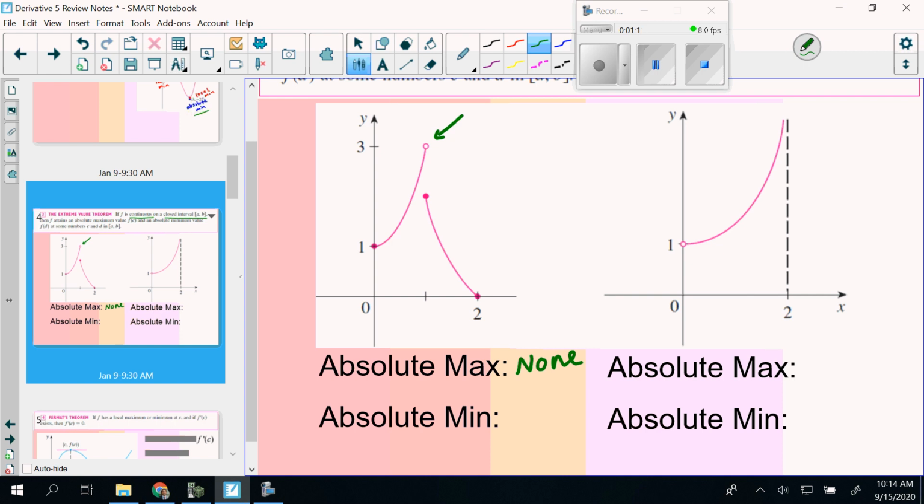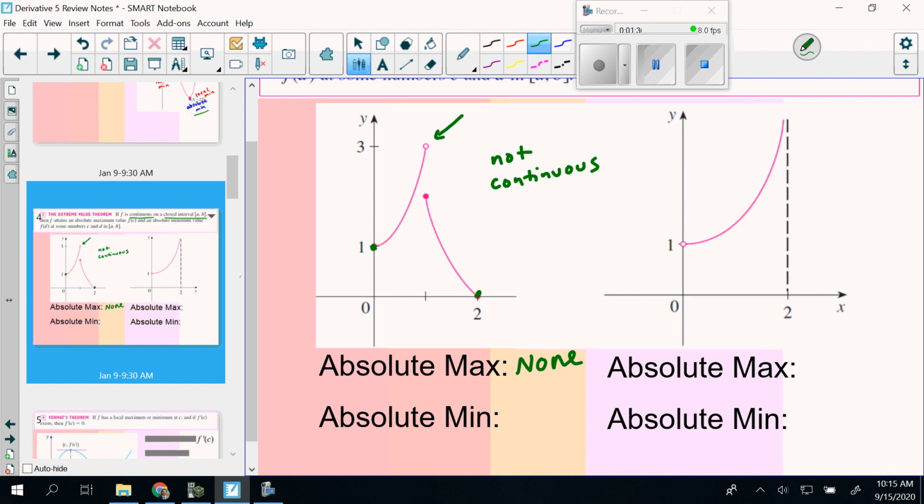Well, remember, what are the two conditions? That it's continuous and on a closed interval. This is a closed interval, but is it continuous here? No, it's not continuous. And so because this one is not continuous on the interval, we're not guaranteed an absolute max and min. It still might have one, but we're not guaranteed to have one.